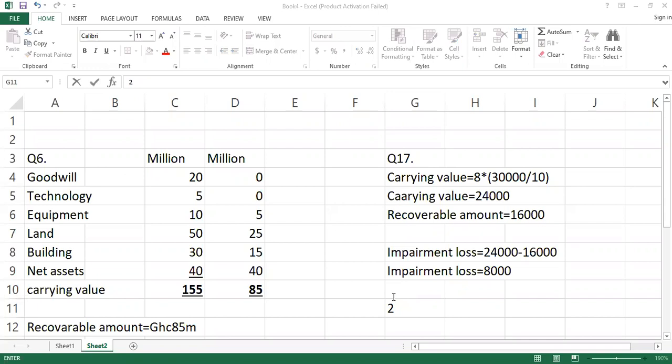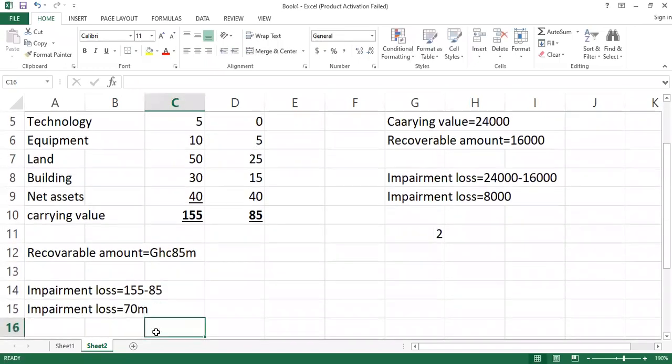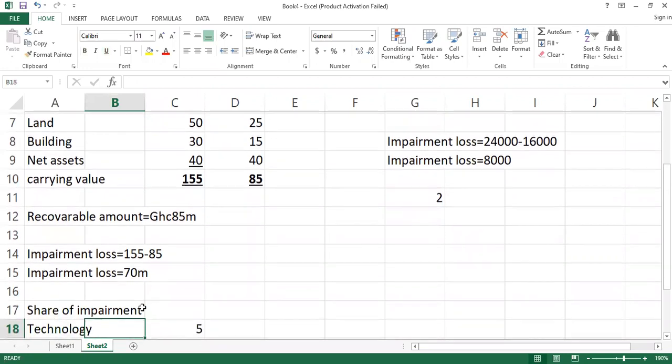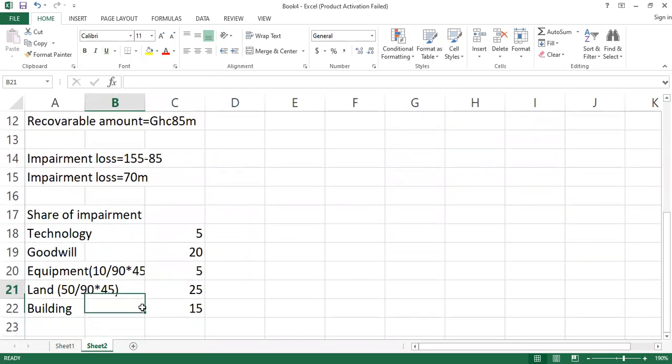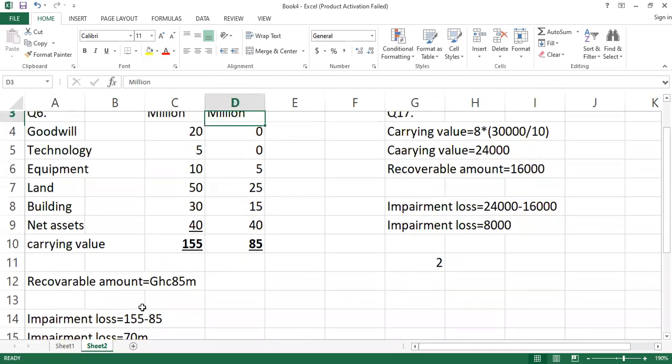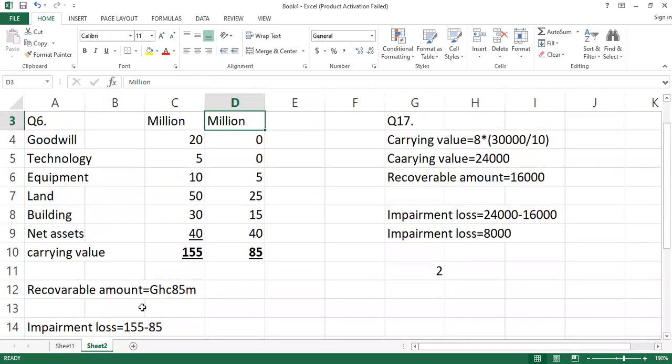Why is the impairment loss 85 instead of 90? The impairment loss was not 85. The impairment loss was 70, which is the carrying value of the cash generating unit minus the recoverable amount, which is 70. So after we shared it, this is how we shared it. The 85 that you are seeing over here is after we have taken the impairment loss from the original value of the asset. That's how we have the 85 here.